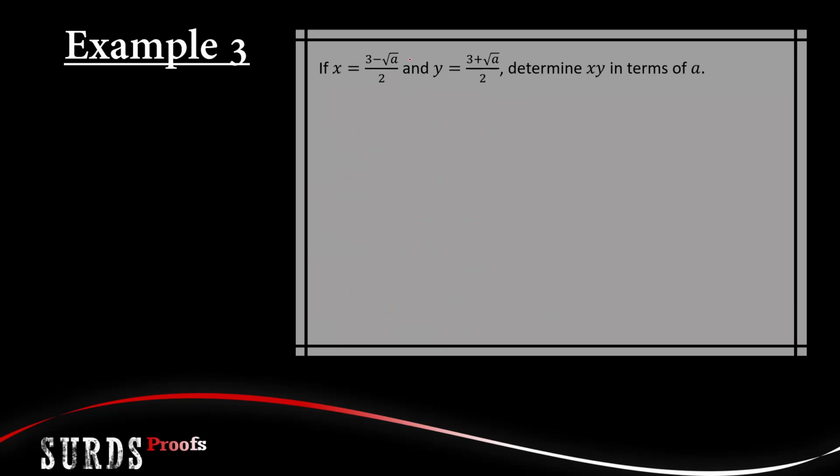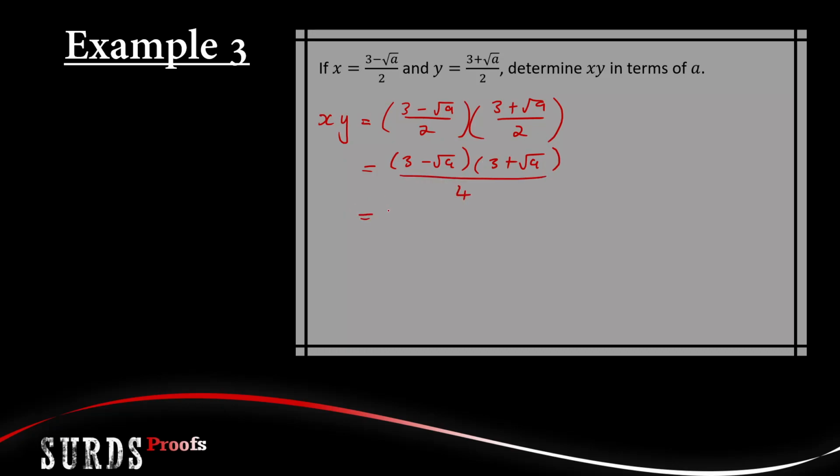Okay, now for example 3, if x is this and y is that, remember, determine xy in terms of a. Okay, not too hard. xy will then be equal to, if we just substitute the values in terms of a, 3 minus square root of a over 2, and 3 plus square root of a over 2. Right, multiplying two fractions again. So this is 3 minus square root of a multiplied by 3 plus square root of a all over 4. And difference of squares again. So that's 9 minus a over 4. Okay, that was quite simple.